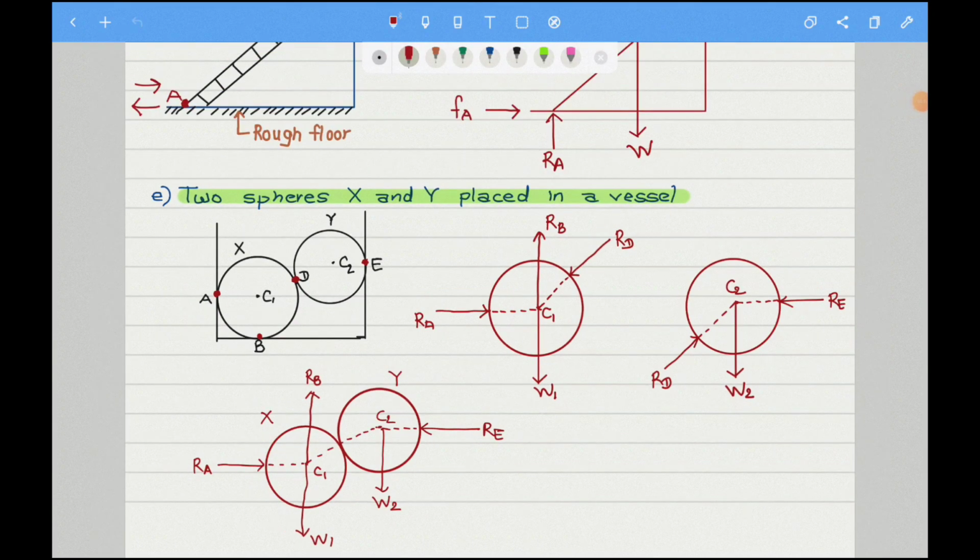Well, this is all for today, and we will be discussing some more examples relating to the free body diagram in the second part of this series.